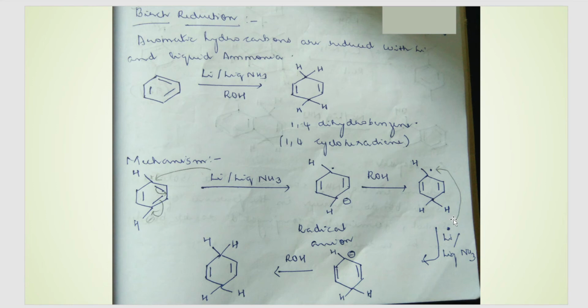And in the third step, once again, lithium present in the solution will give another electron to carbon number 1. So it already had one electron, and one more is given by lithium, so it will get a minus charge. And finally, that also will be protonated by the protic solvent, and it will get an H. So this is the mechanism. It is a very simple reaction mechanism of Birch reduction.